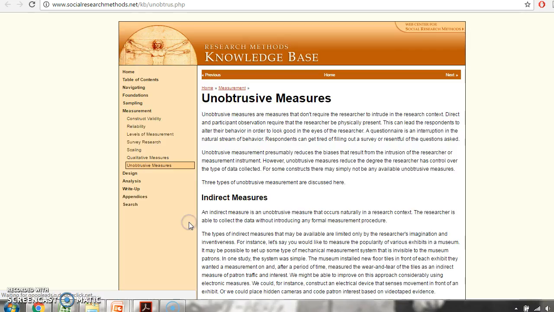As well as the section on unobtrusive measures. And those are measures that don't require the researcher to intrude in the research context, so those are also important to read about this week.